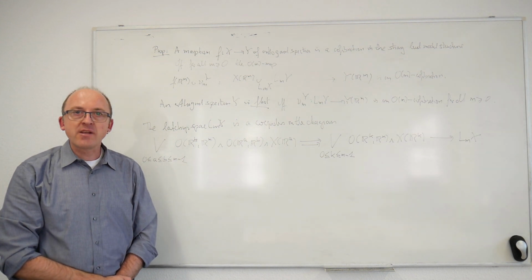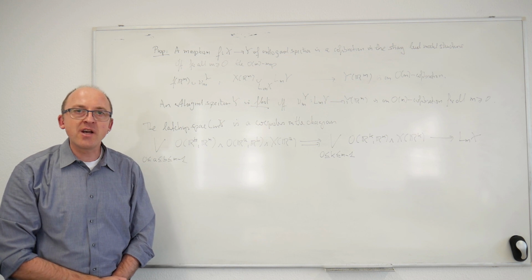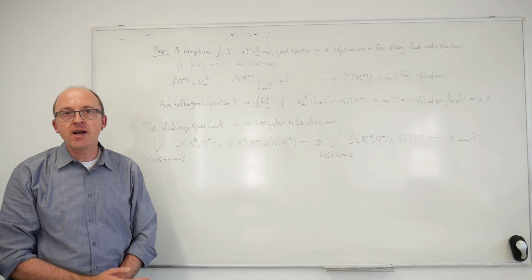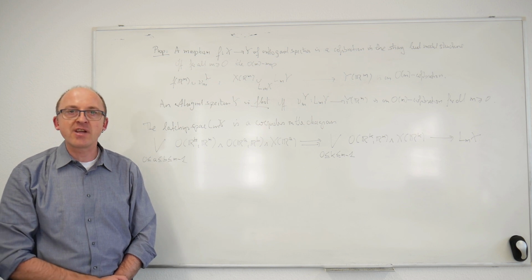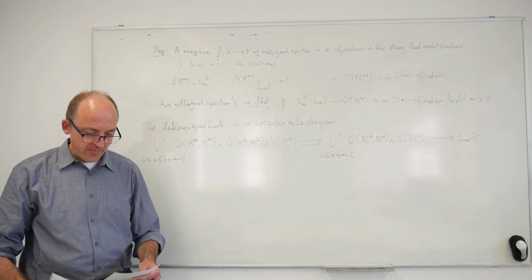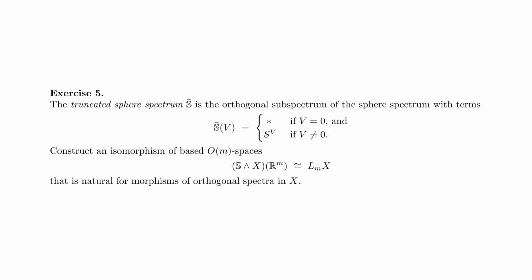There's a third perspective on the latching space that I would like to offer. For this one, you have to know what the smash product of orthogonal spectra is. This is something I'm not discussing in this class, but I've discussed it in the previous two classes and the previous terms. And here's how this description goes. We look at the truncated sphere spectrum, which is the orthogonal subspectrum of the sphere spectrum, which is almost everywhere the same as the sphere spectrum.